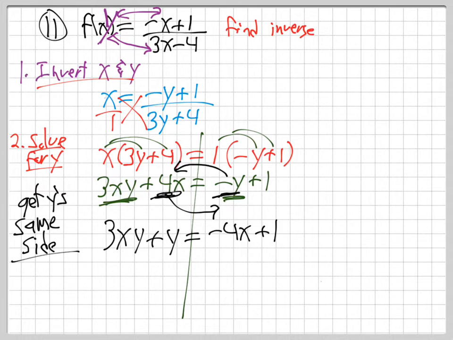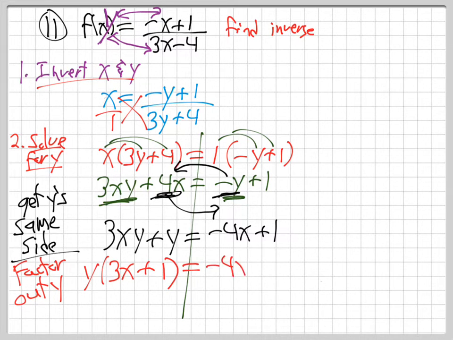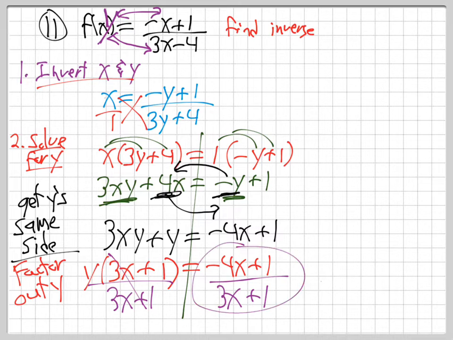And then, what do we do next? Factor out the y. So factor out the y like that. And then you know what to do from there, right? Just divide it. 3x plus 1, 3x plus 1. Boom. There it is. There's the inverse function.